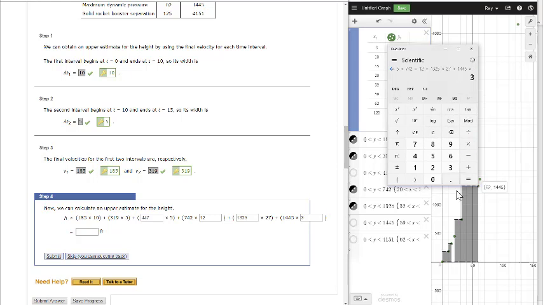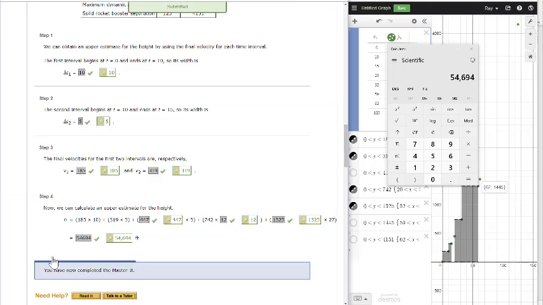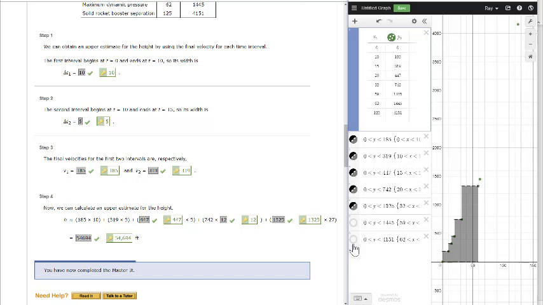Okay, so it looks like this rocket would have traveled 54,694 feet, 54,694, and I hope we did the arithmetic correctly. Yep, here we go. So that's how you would do this problem, and here's again some visuals to help us walk through that. All right, hope that helps.